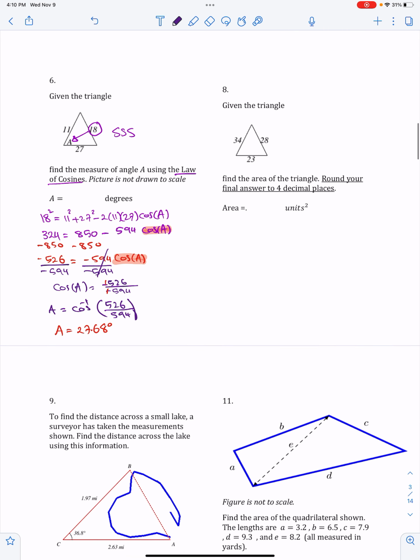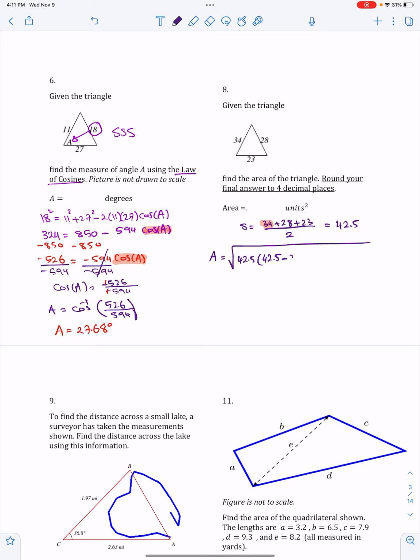Question number 8. You have a three-sided triangle and you need to find the area. We're going to use Heron's formula in this case. So we're going to begin by finding the semi-perimeter. The semi-perimeter S is equal to 34 plus 28 plus 23 divided by 2, which is equal to 42.5. So that is S. Now the area is equal to the square root of S, 42.5, times S minus A, so 42.5 minus the first value.